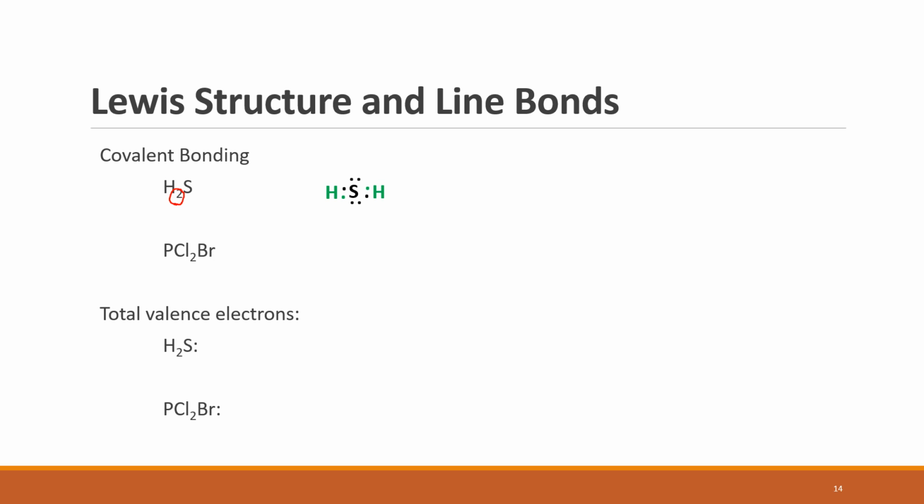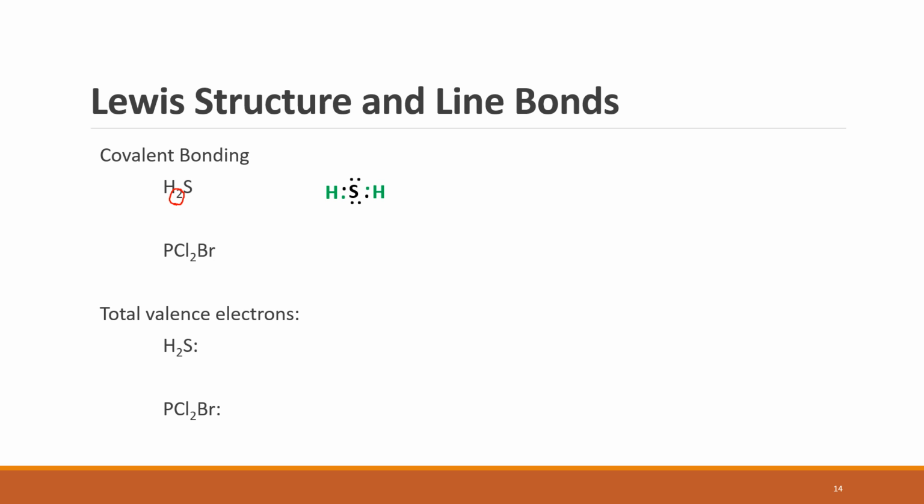Notice we have 8 total electrons, represented by these 8 dots. The 6 dots in black are from sulfur, because sulfur has 6 valence electrons since it is in group 6 of the periodic table. The green dots are the electrons that hydrogen is contributing, because hydrogen contributes 1 valence electron since it is in group 1.